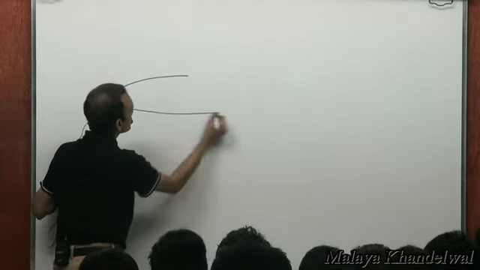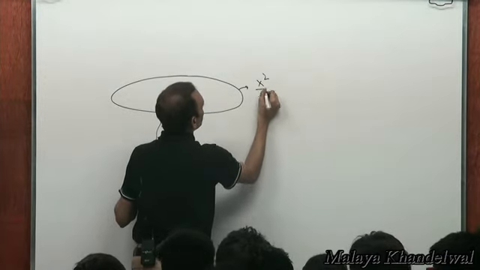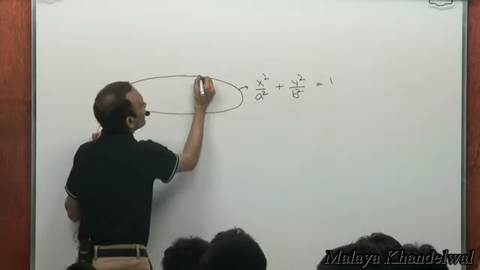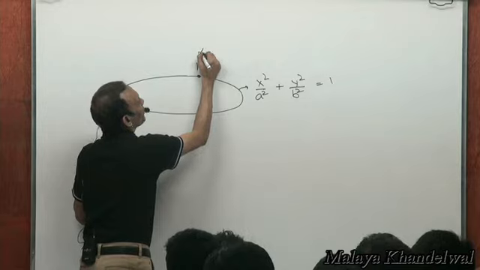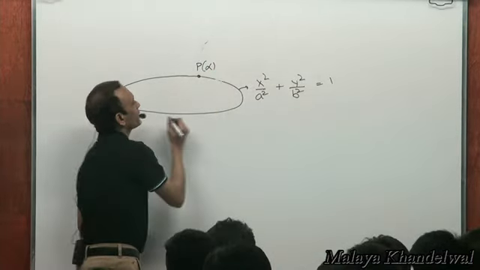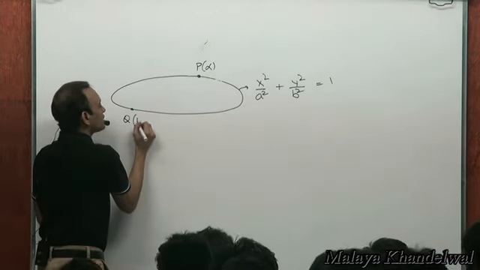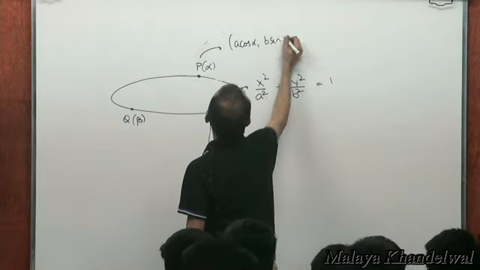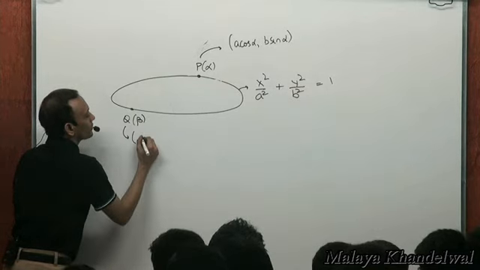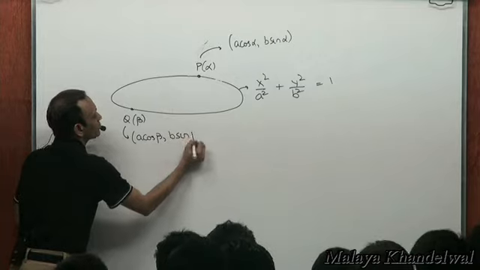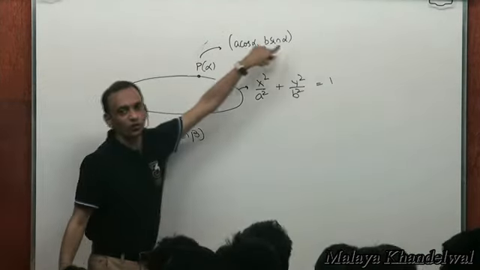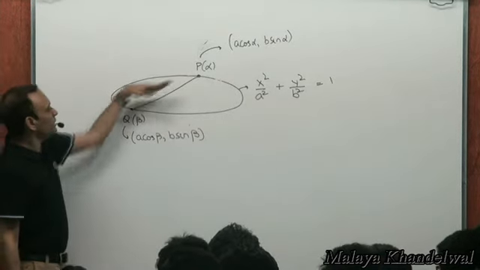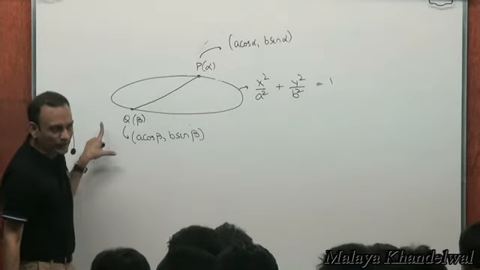So if this was an ellipse, say x squared by a squared plus y squared by b squared equal to 1, and there was a point P with eccentric angle alpha, and another point Q with eccentric angle beta, then what would be the coordinates of P? A cos alpha, B sin alpha. What would be the coordinates of Q? A cos beta, B sin beta. So now you have two points whose x and y coordinates you know, right? PQ is a chord joining two points with eccentric angles alpha and beta, right?